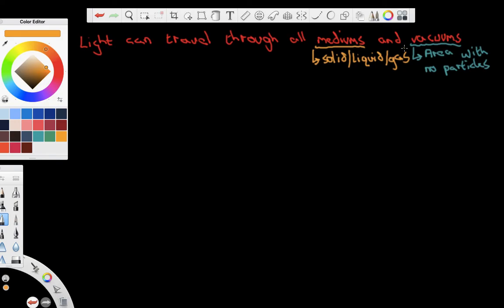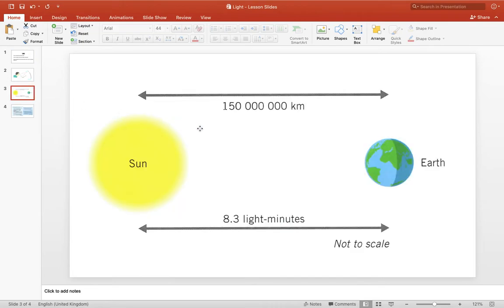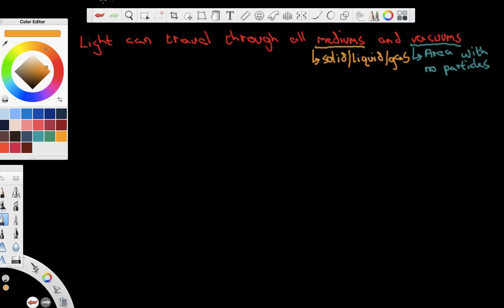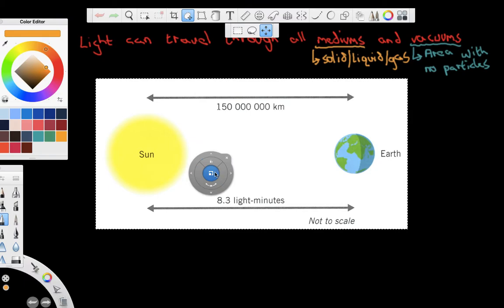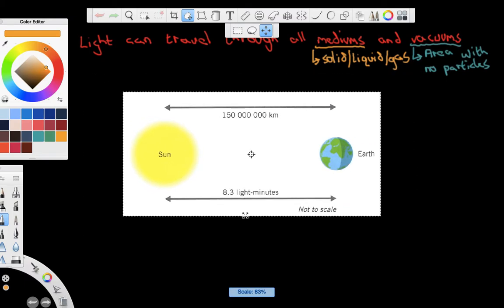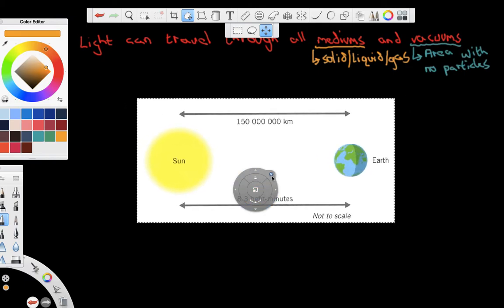Now, it takes about 8 minutes for light to reach the Earth from the Sun. And I've got a diagram for us to use here for that. It's on the PowerPoint. It's taken out of Caboodle. So if we can just paste that in. It takes about 8 minutes for light to reach the Earth from the Sun. Okay? From the Earth to the Sun, it's about 150 million kilometers. Okay?